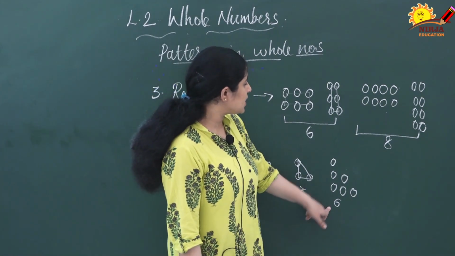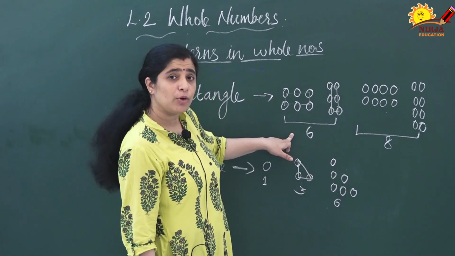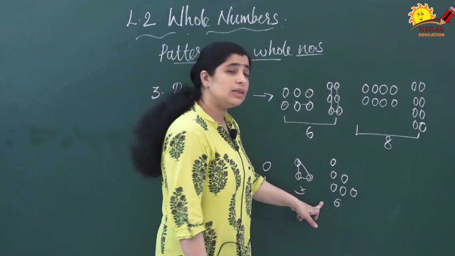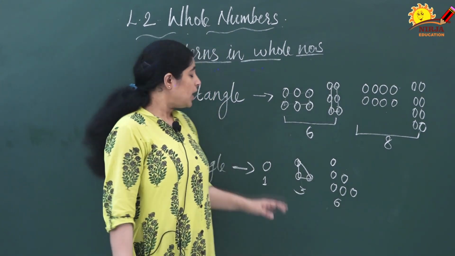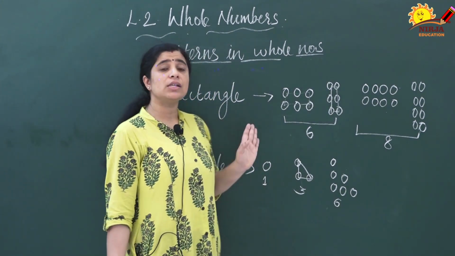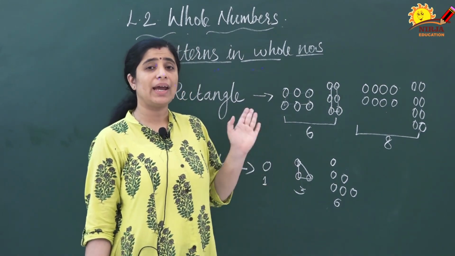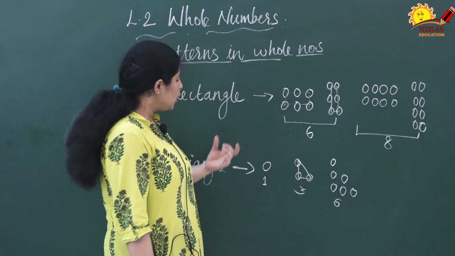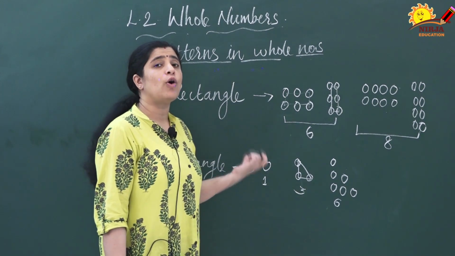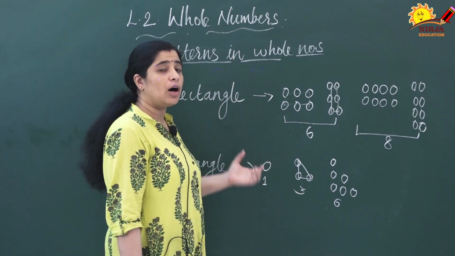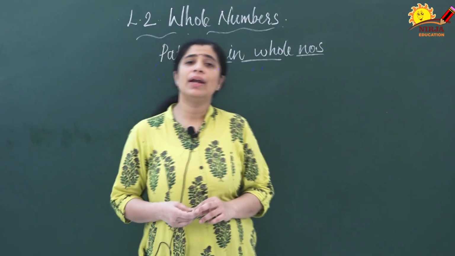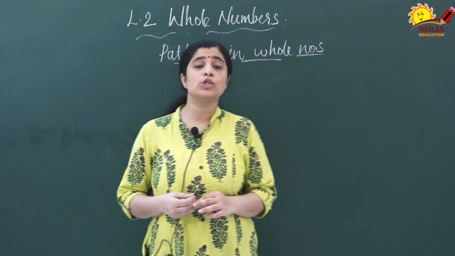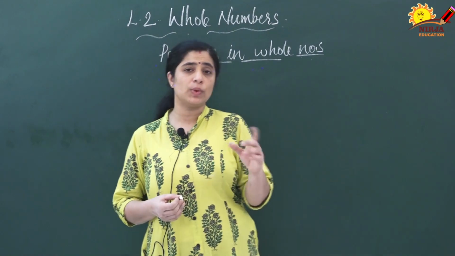And see here, 6 we can represent in rectangle form, and also in triangular form. Now when you are adding consecutive numbers, you will get the triangular numbers. I told you that when you are adding the consecutive numbers you will get the triangular numbers. We will see that one.